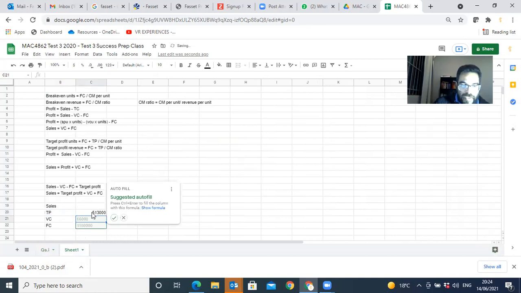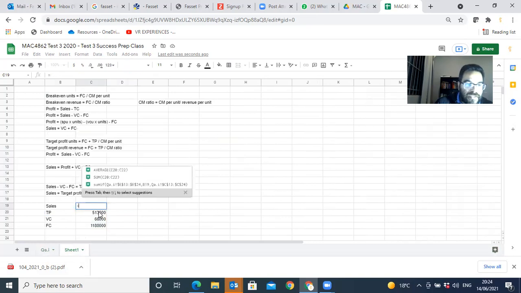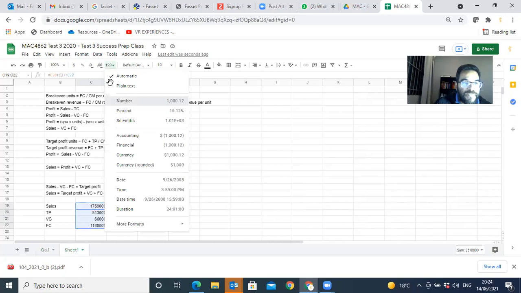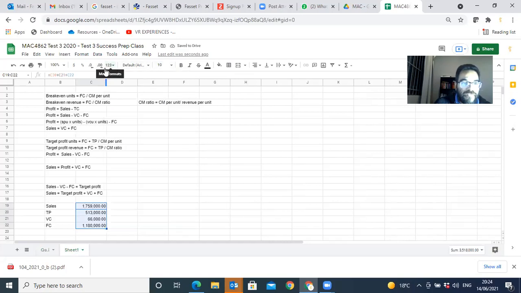So my target profit is, let's just say this. If I add up all of these, remember, my sales is target profit plus variable costs plus fixed costs. That will give me my annual figure of what I'm looking for. So in order for me to make that target profit of 513,000 plus cover all my costs, I need to generate a sales figure of 1.7 million rand.